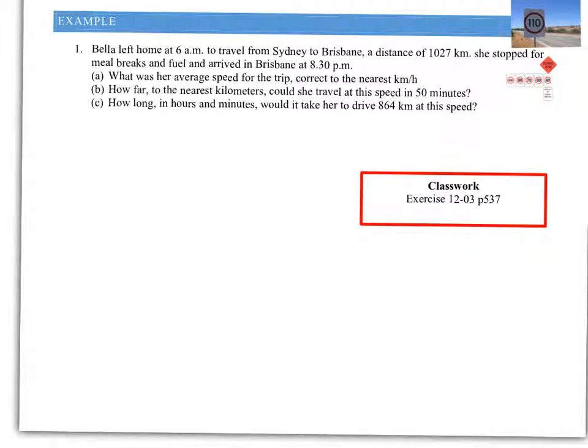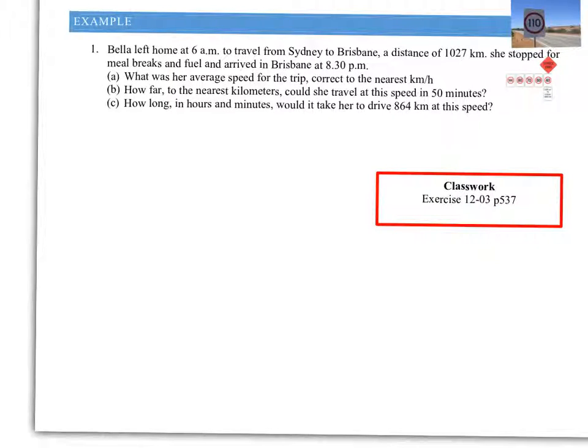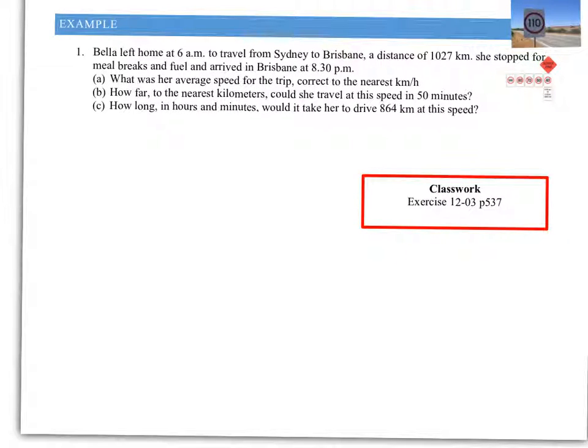Bella left home at 6 a.m., so that obviously looks like it needs to be something important. Let me get my pen up for you. And this is what you need to do in a test as well. Underline what is important. Bella left home at 6 a.m. to travel from Sydney to Brisbane, and that's a distance of 1,027 kilometres. She stopped for meal breaks and fuel and arrived in Brisbane at 8:30 p.m. So that's something else that's important.